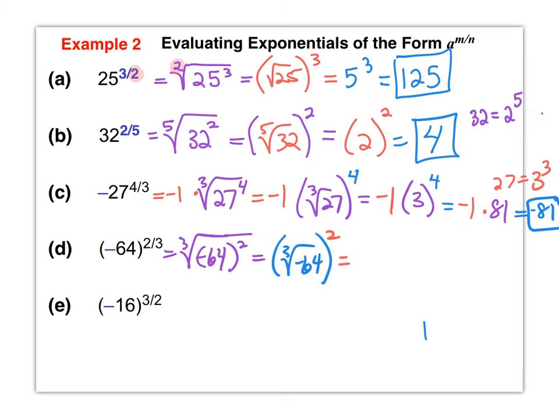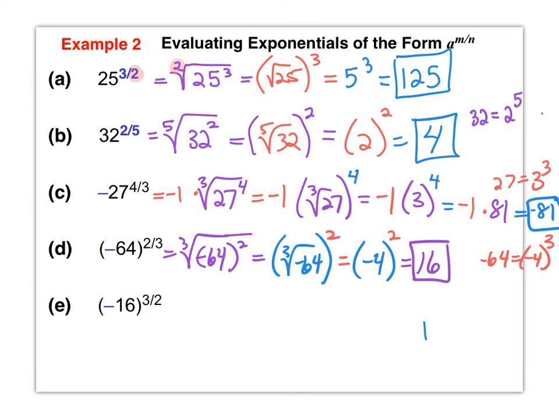Now the cubed root of negative 64 is negative 4. Recall that negative 64 can be written as negative 4 to the 3rd power. So the cubed root of negative 64 is negative 4, and then we're going to square that quantity to get our final answer. Negative 4 quantity squared is 16.